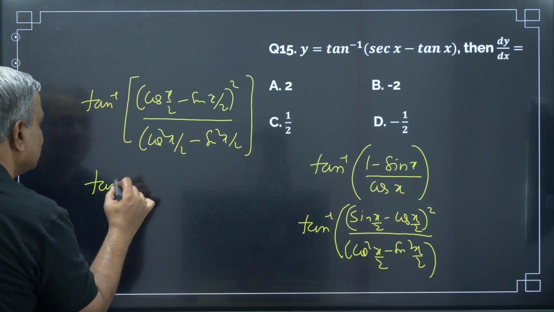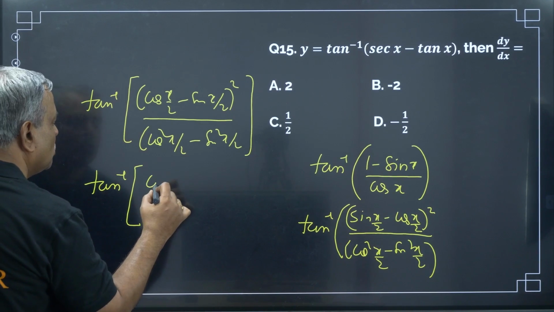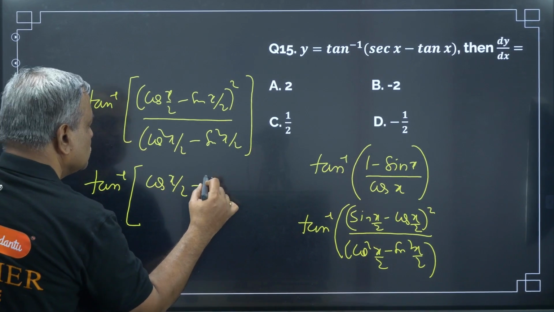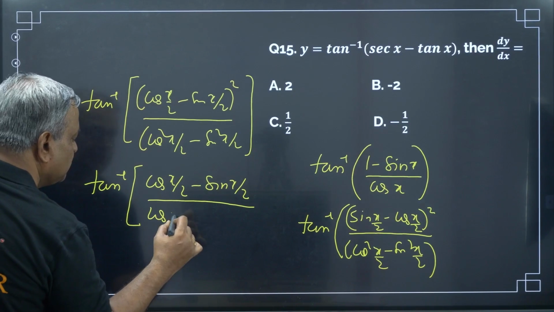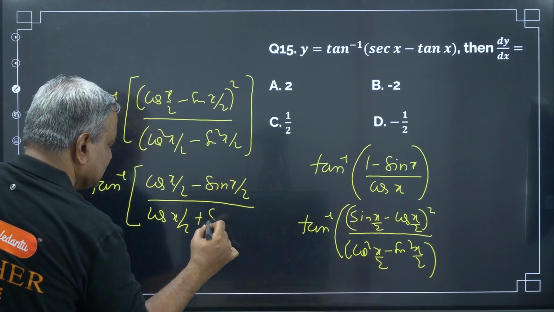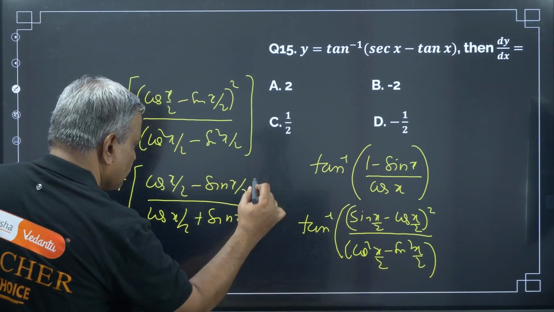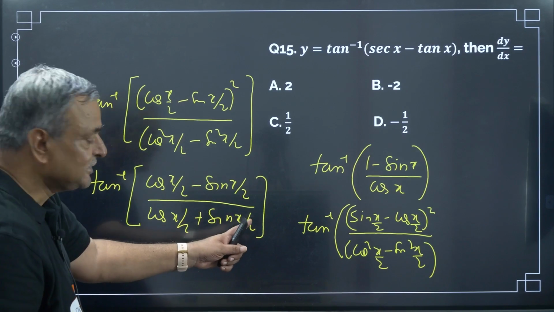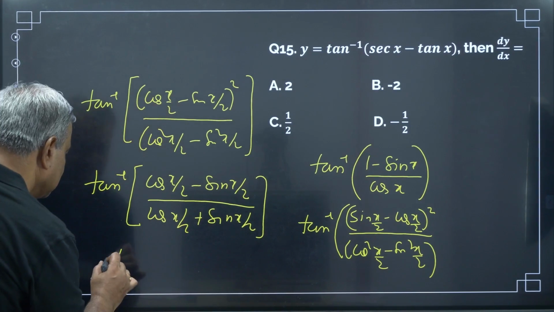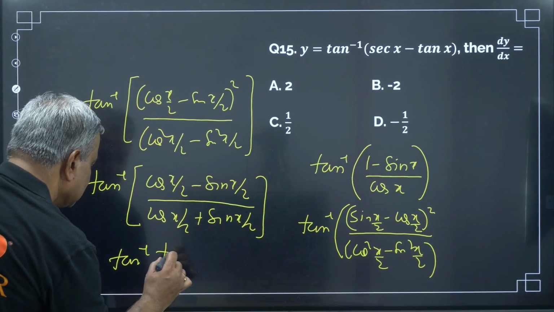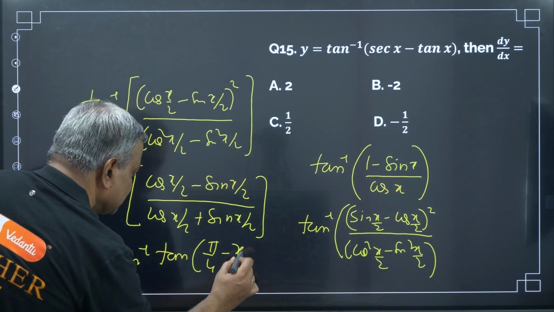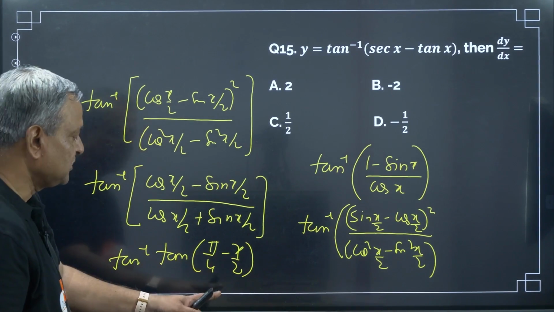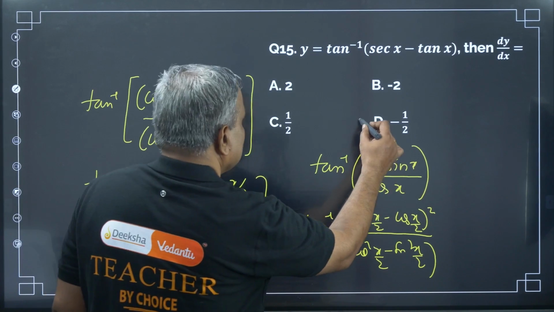Finally, you get tan inverse of (cos x/2 minus sin x/2) by (cos x/2 plus sin x/2), so 1 minus tan x/2 by 1 plus tan x/2. That is tan inverse tan(pi/4 minus x/2). Finally, we get pi/4 minus x/2. The derivative is equal to minus 1/2.